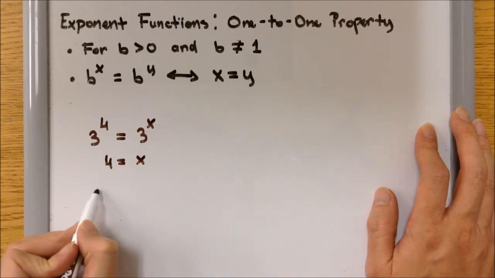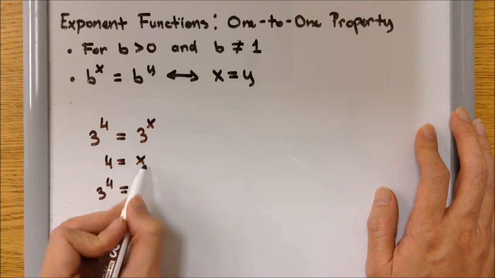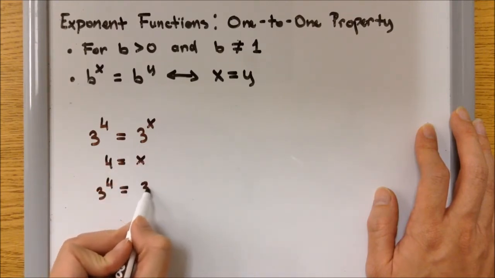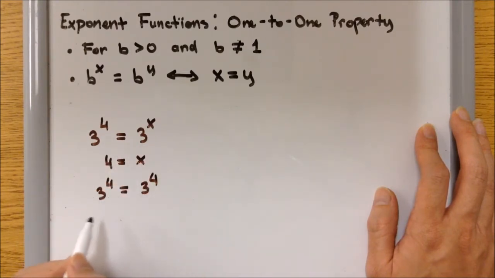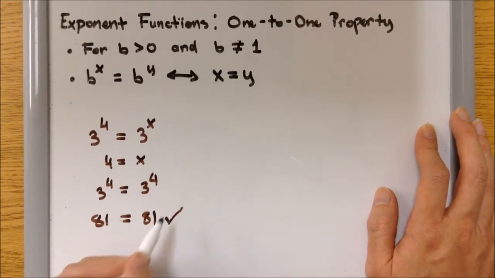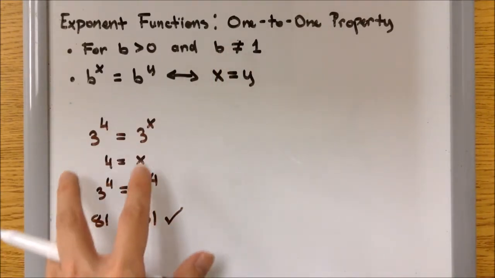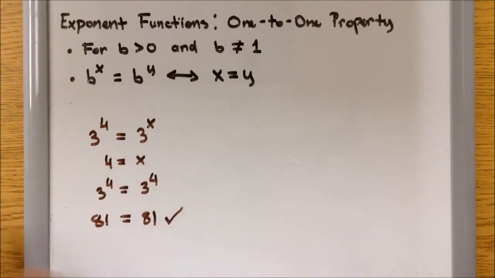And if we were to prove it, 3 to the 4th power, and I'm going to substitute 4 into x. 3 to the 4th power is 81 on the left. 3 to the 4th power is also 81 on the right. These two sides are equal to each other, so it works. So by applying the one-to-one property, one-to-one means that both sides are equal to each other, as long as the bases are equal to each other or the same.